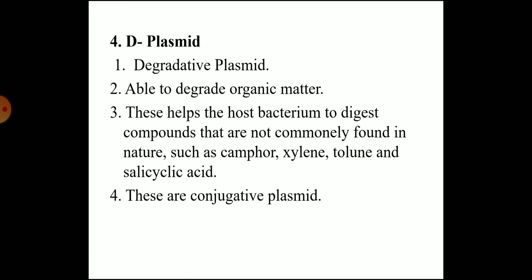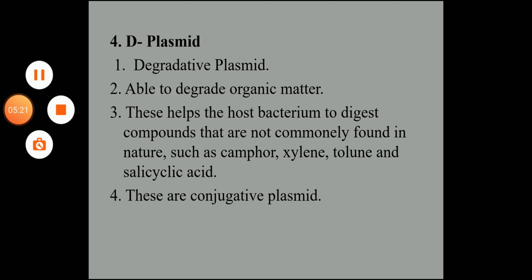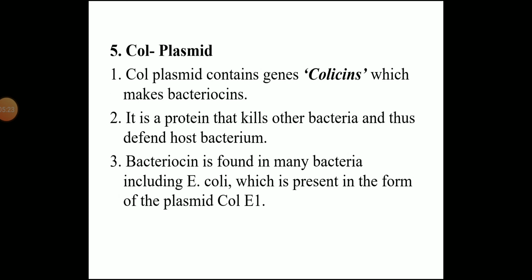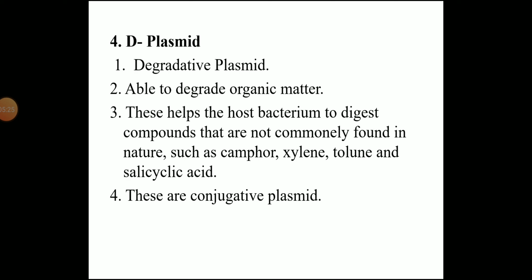D plasmid. This stands for degradative plasmid. These D plasmids are able to degrade organic matter. Also, this helps the host bacterium to digest compounds that are not commonly found in nature, such as camphor, xylene, toluene, and salicylic acid. These are conjugative plasmids.